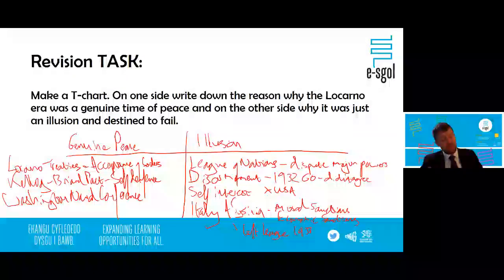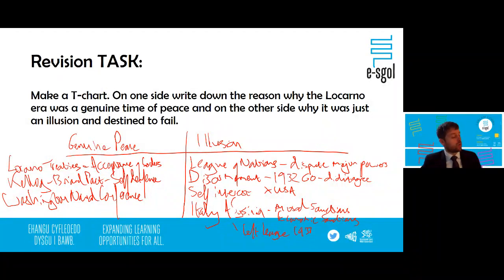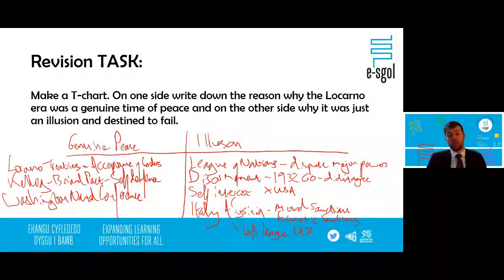So, yeah, I mean, this could easily be a topic for an essay question as well. To what extent was the period 1919 to 1938 an illusion of peace? Well, here you go, you've started to build up your arguments either side then, haven't you? Locarno treaties and that acceptance of the border is something that means it was a genuine peaceful era, whilst the League of Nations failures was something that might mean it was an illusion of peace instead.